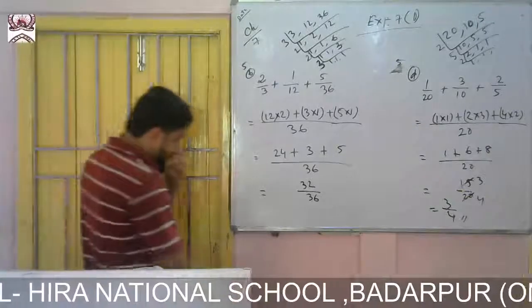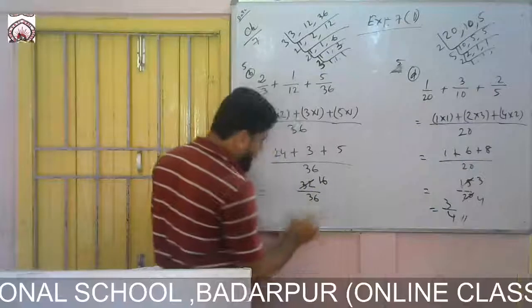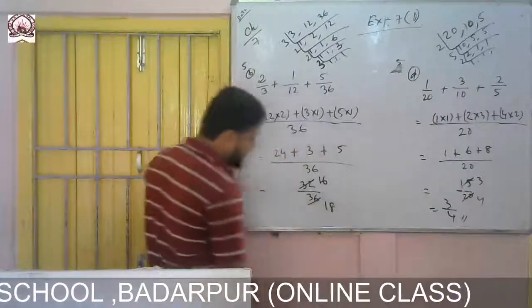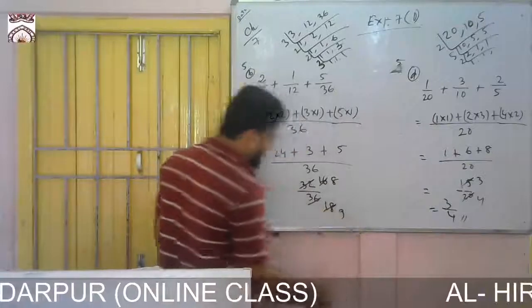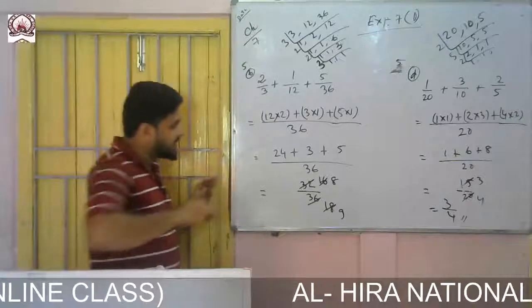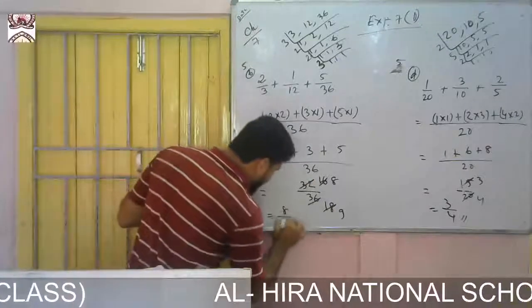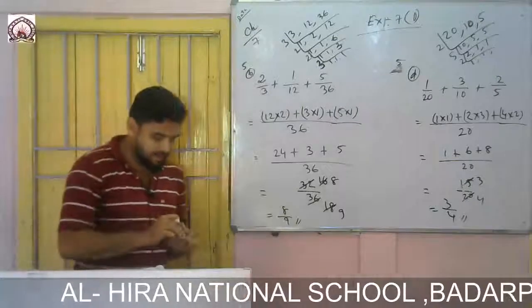Now you can cancel this one with 2. 2 16 jar, 2 18 jar, again 8 2 jar, again 9 2 jar. So it is coming 8 by 9. So the answer is 8 by 9. Okay, 8 by 9 is the required answer.